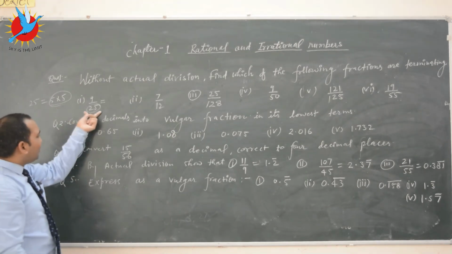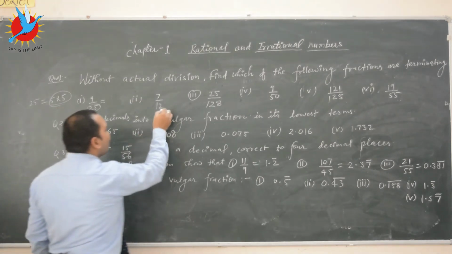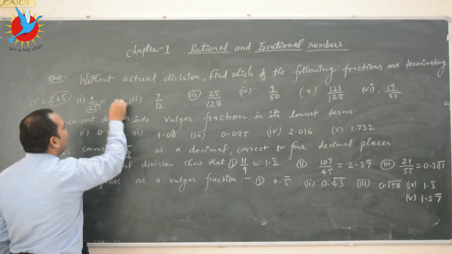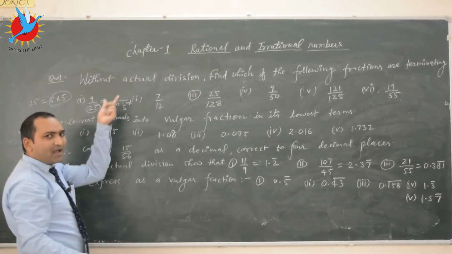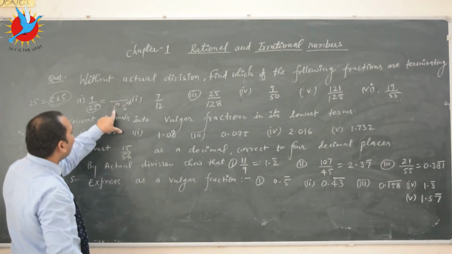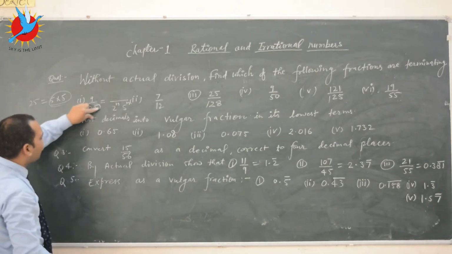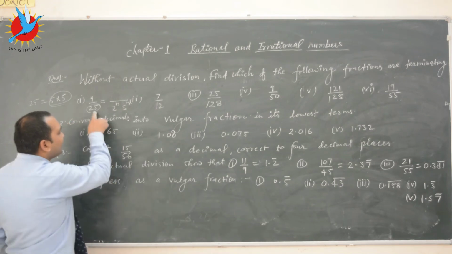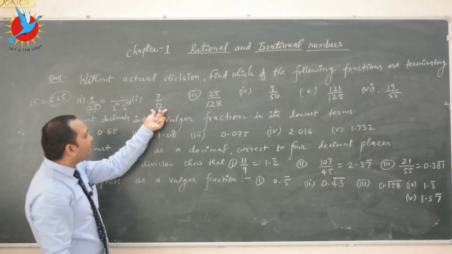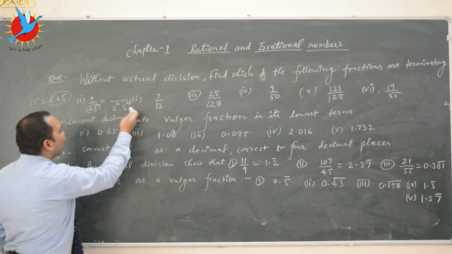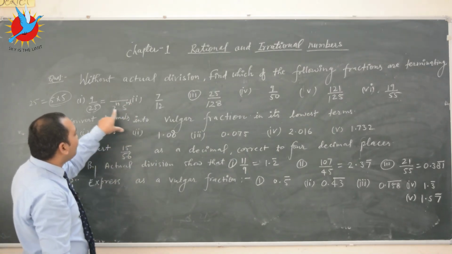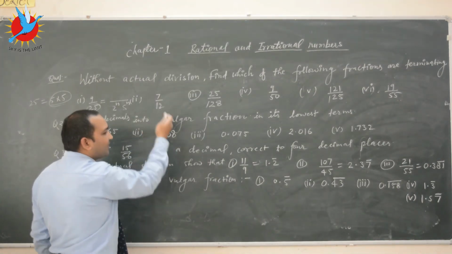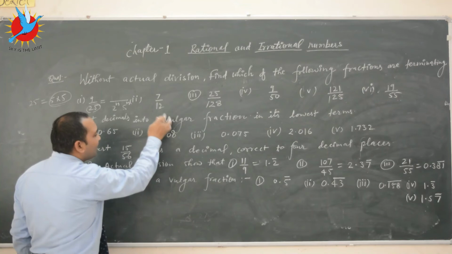So if any denominator is a factor of 2 or a factor of 5, and their power may be 3, 4, 5 and so on, any n power, and the denominator's factor is 2 and 5, so that is a terminating decimal. If the denominator's factor is besides this 2 or 5, that is not terminating, and whose factor is not 2 or 5, that is called non-terminating.